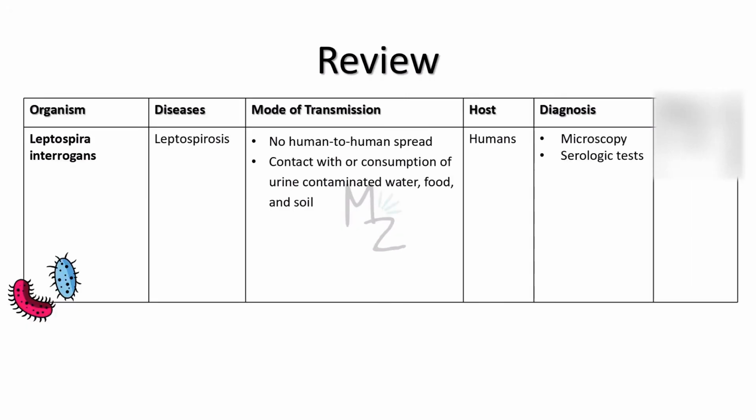Alright everybody, let's have a quick recap. The organism we discussed today is Leptospira interrogans. It is responsible for causing leptospirosis. There is no human-to-human spread. Even if it was there, it would be very rare. Transmission occurs via contact with or consumption of urine, contaminated water, food, and soil. Hosts are humans and also certain animals, like dogs. Diagnosis is based on microscopy and serologic tests.